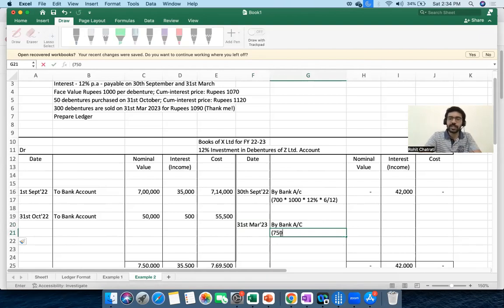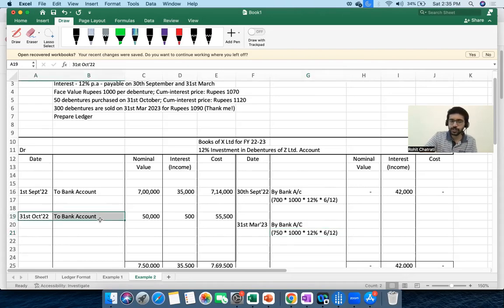All right, 750 debentures multiplied by 1000 multiplied by 12 percentage, again multiplied by 6 by 12, because this is the second installment. Is the company going to come and say that you have purchased 50 debentures only on 31st October, therefore you're not entitled to 6 months of interest? Is company Z going to say that to me? The answer is no. Although I've held the 50 debentures only for a period of 5 months, I will still receive the entire 6 months of interest from the company, and I've paid 1 month of interest at the time of purchase itself.